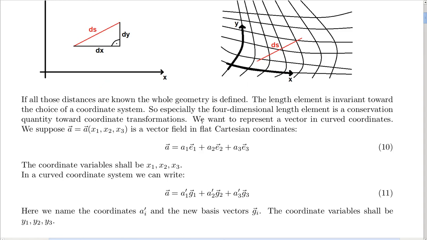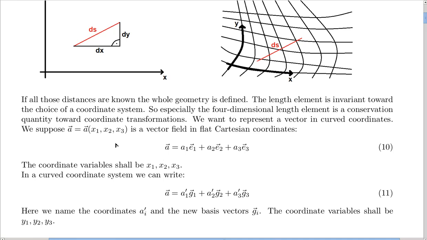Okay, and that is clear. The length ds is the same. It doesn't depend on the coordinate system we put into the problem. And this principle should be known from the special theory of relativity. If we make a transformation, the four-dimensional line element ds is unchanged, a conserved quantity.